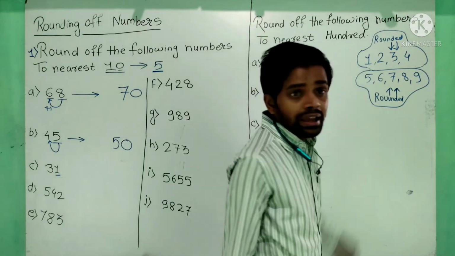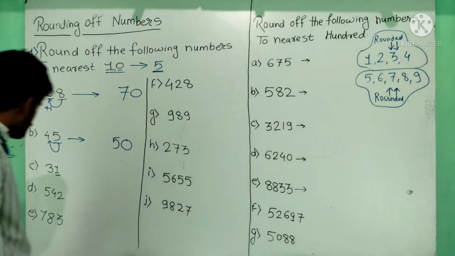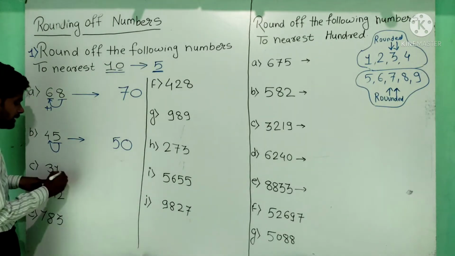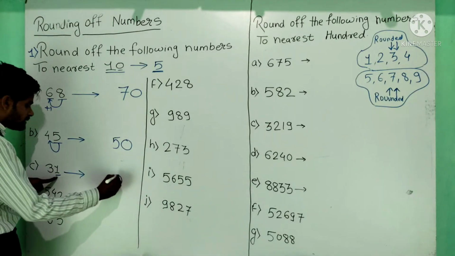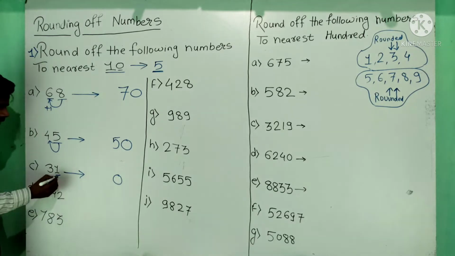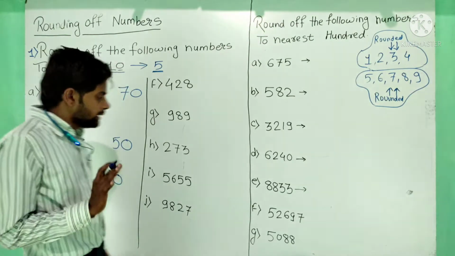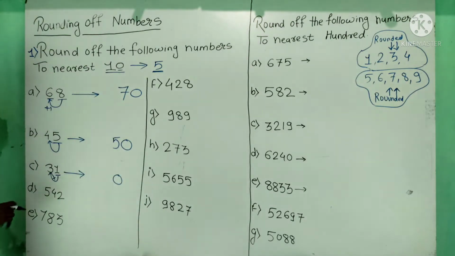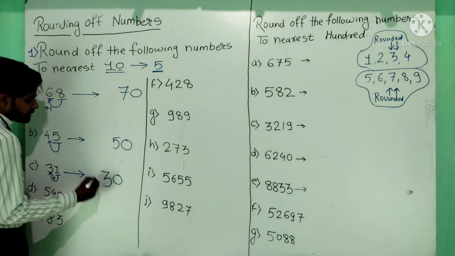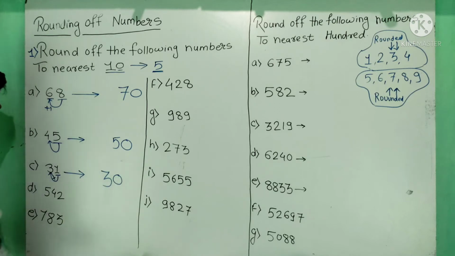Similarly here, yes, 1 is there, and 1 is a weak digit. Yes, it is a weak digit. So this 1 will be 0. Last wala to 0 ho gaya. Okay, and this 1 does not have any power to push the number. वो क्या है? Push नहीं करेगा because it is very close to 30. Yes, 31 lies in between 30 and 40, but it is close to 30. So it is 30. 3 will be as it is.